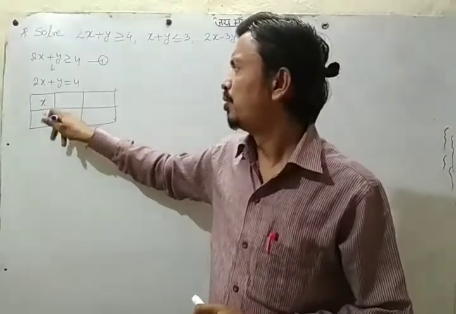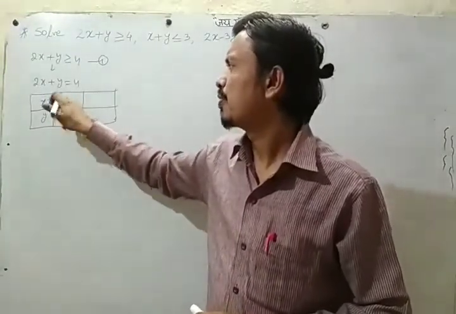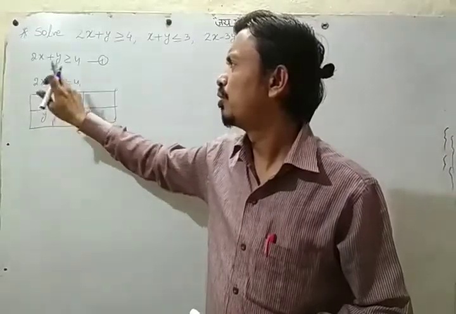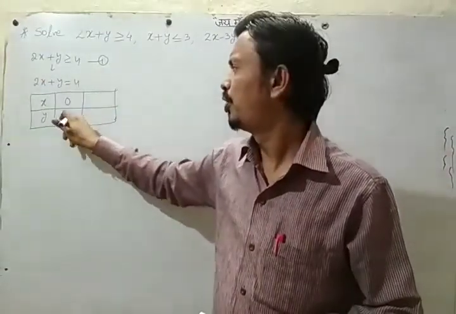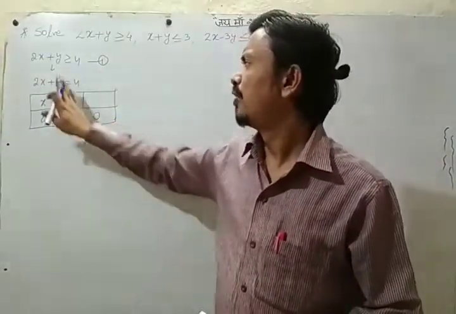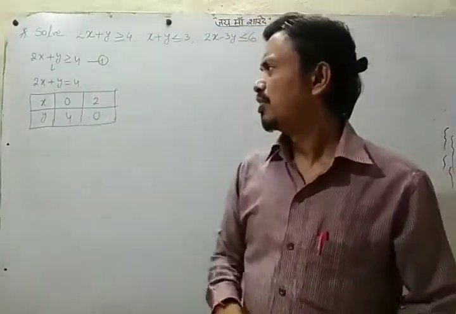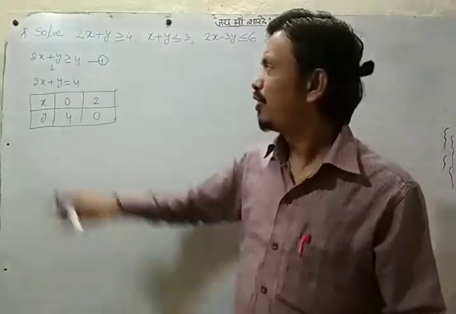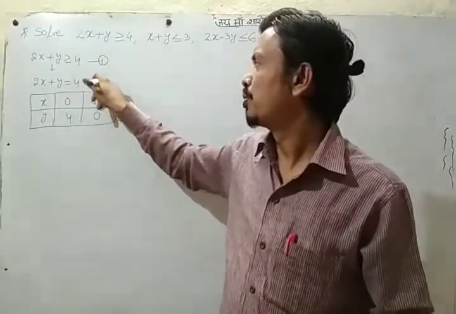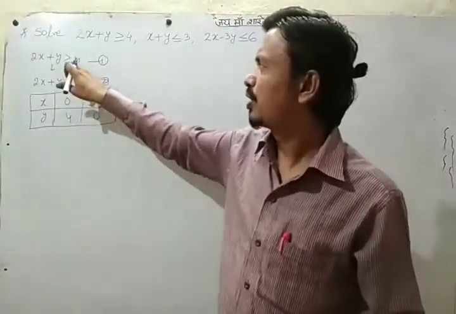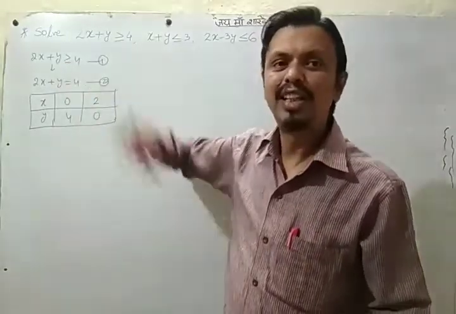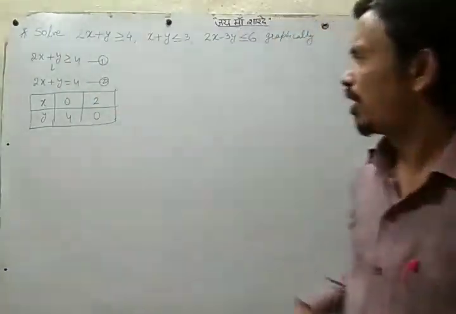When x is 0, then 2 into 0 plus y equals 4, so y will be 4. If y becomes 0, then 2x will be 4, which means x will be 2. So these are our solutions of this equation 2, which is the equation for inequation 1. Now we draw its graph.